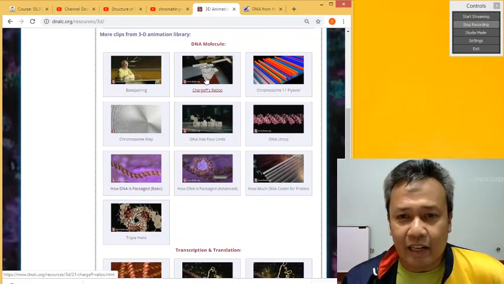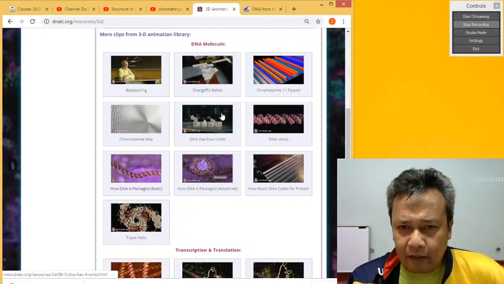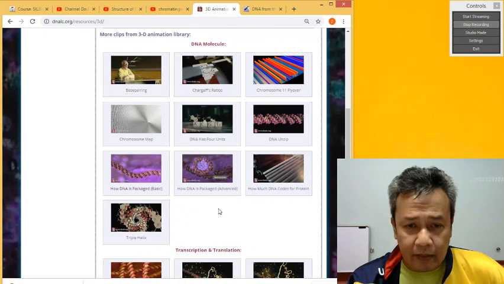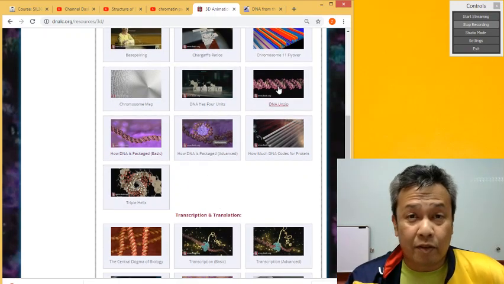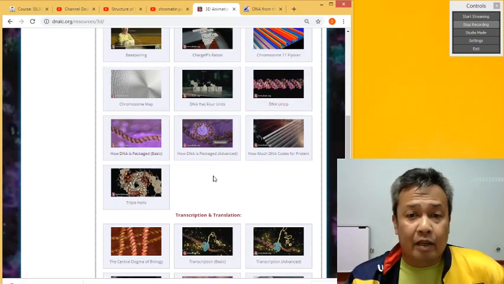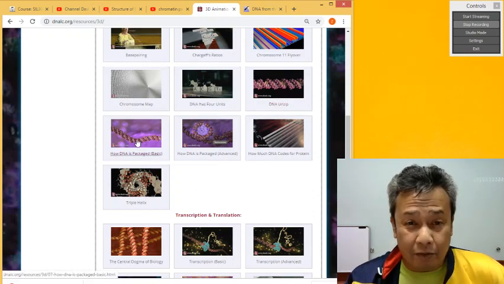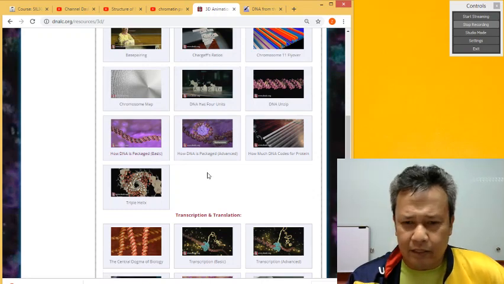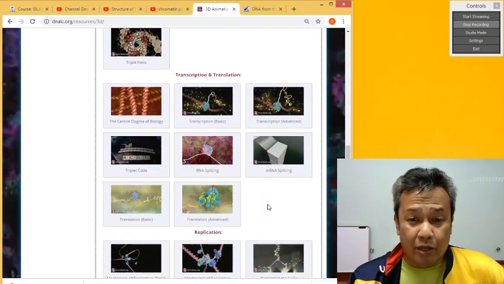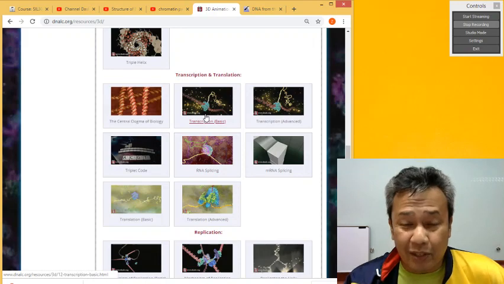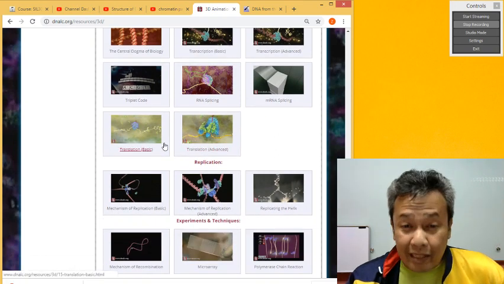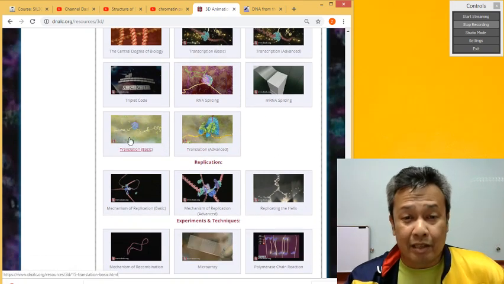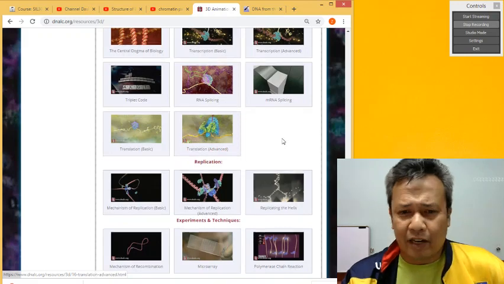That's actually the thunder and lightning. But anyway, here for example, this is the structure of DNA. DNA unzip. You have how the DNA is packaged. From DNA, how does it become chromosomes? It's just excellent. You can look at transcription, either basic or advanced. It tells you a lot more about the different molecules. You can see videos on translation, basic and advanced, and replication.